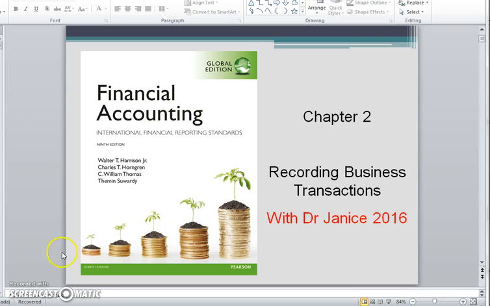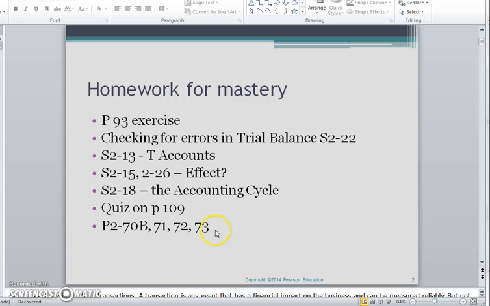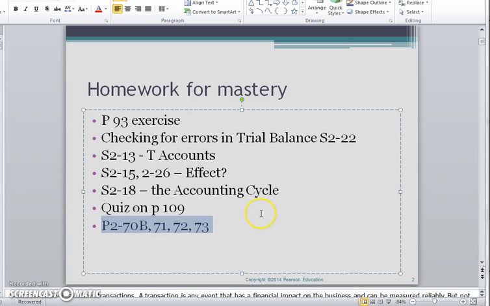And what are we doing now? It's Chapter 2 in Financial Accounting. And what we're on now is the last practice exercises that were optional with Mr. David's class and my class for the preparation for the test tomorrow. So let's see where we are right now. It's practice exercise 70, 71, 72, and 73.